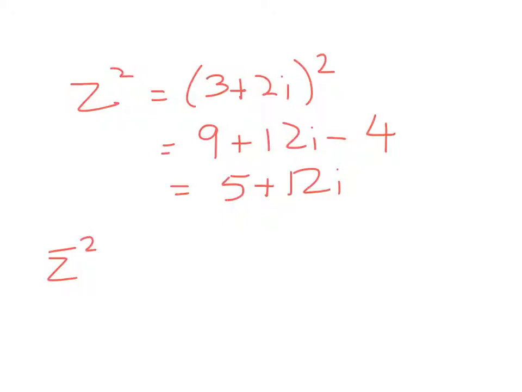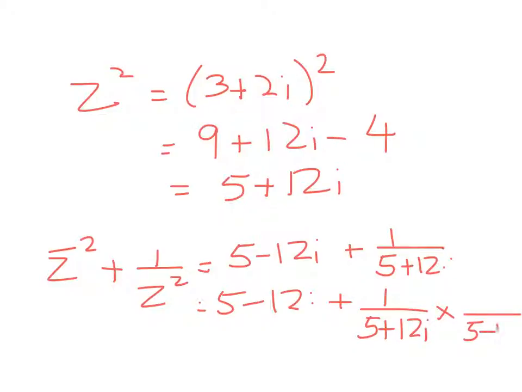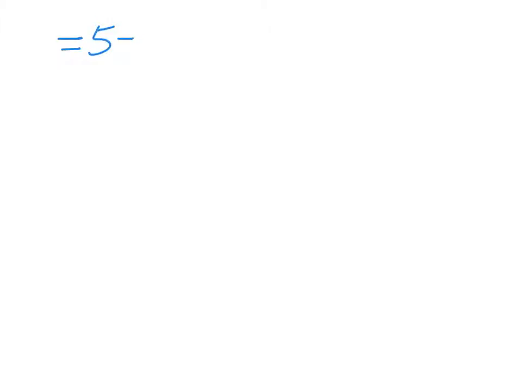So now we can put it all together. The conjugate of z squared plus 1 over z squared is equal to 5 minus 12i plus 1 over 5 plus 12i. That equals 5 minus 12i plus 1 over 5 plus 12i times the conjugate of that, which is 5 minus 12i, and the same up here, so that I don't change the value. Simplifying that, I'm putting in a new slide.